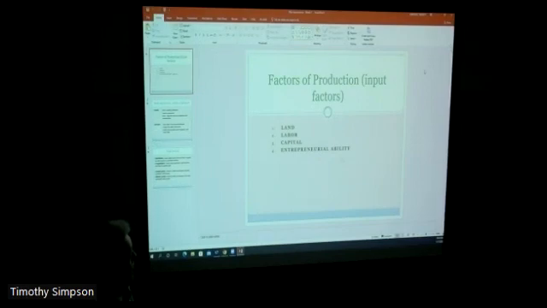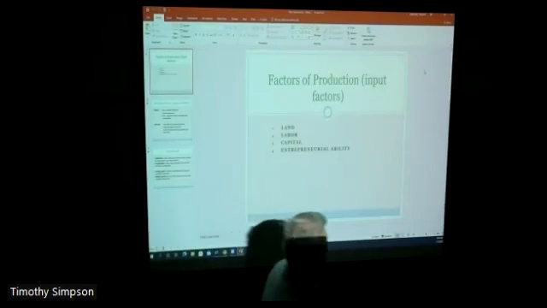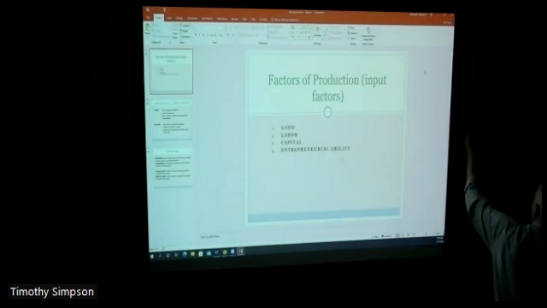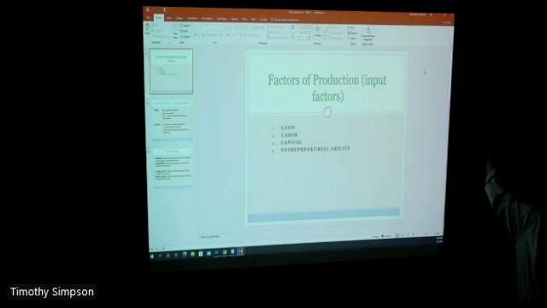When we talk about land, what we're really saying is we're talking about natural resources, okay? We're talking about things that come to us by virtue of being on the same planet as these goods. And so land is really just a euphemism here.